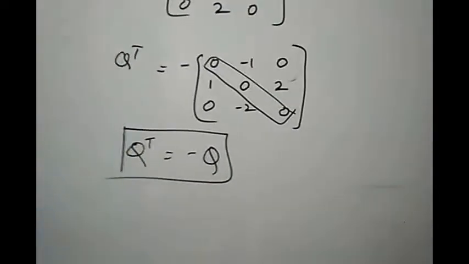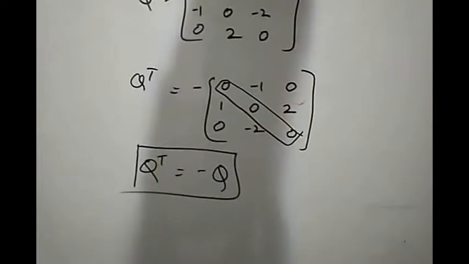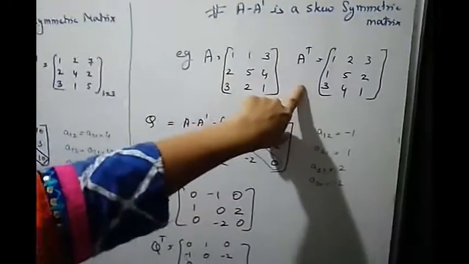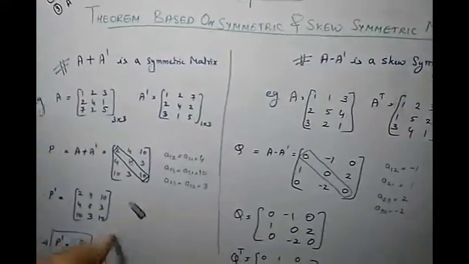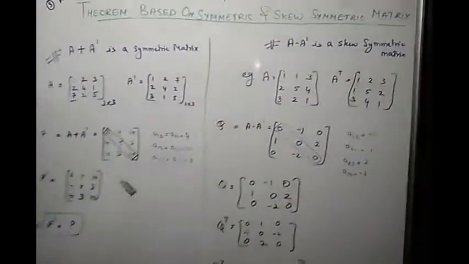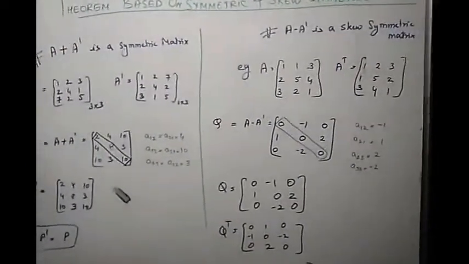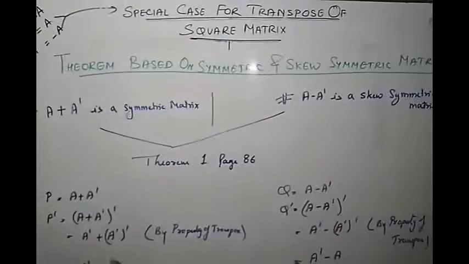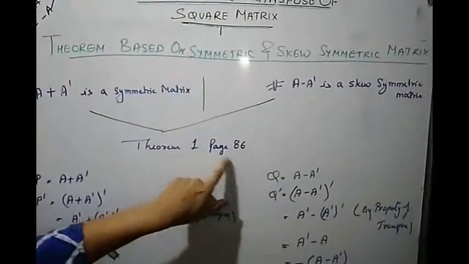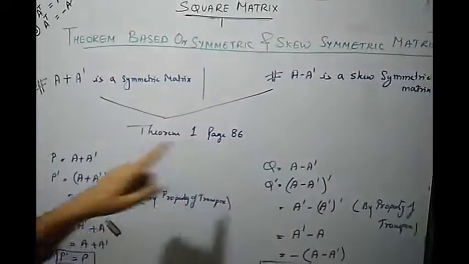That means from here we conclude that if we take any square matrix with any sort of elements and transpose it, when we add, we will be getting a symmetric matrix, and when we subtract, we get a skew symmetric matrix. Now the above example can all be proved theoretically. That is theorem 1, page 86.